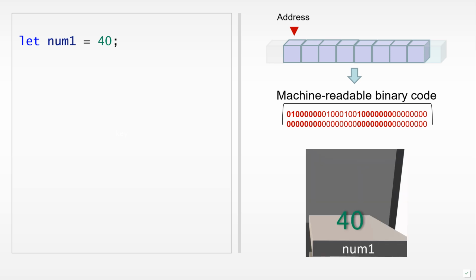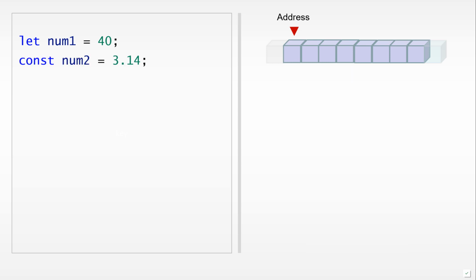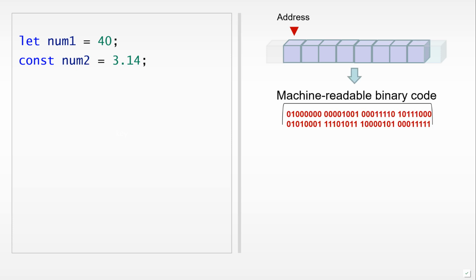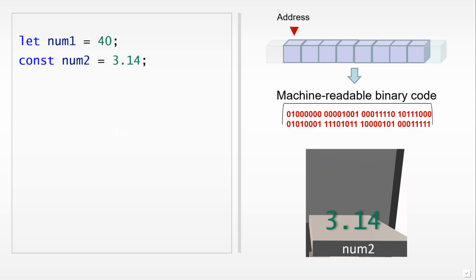Now, we can define integers such as 40 using the number type in JavaScript, but we can also define fractions. So for example, the number 3.14 would again go in 8 bytes of memory, which would consist of 64 bits of data. And once again, we would have something that looks very similar to what we did with the integer 40. So notice that we are storing both integers and fractions in exactly the same way in JavaScript, in the same data type.